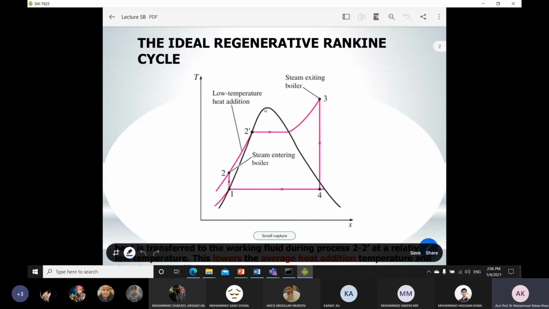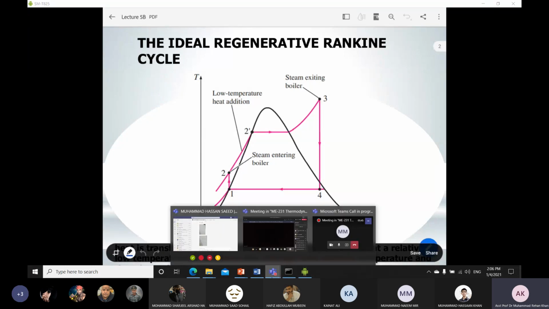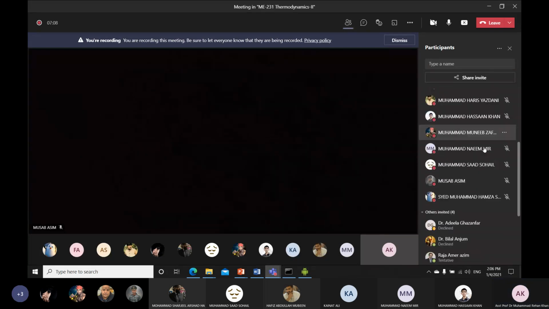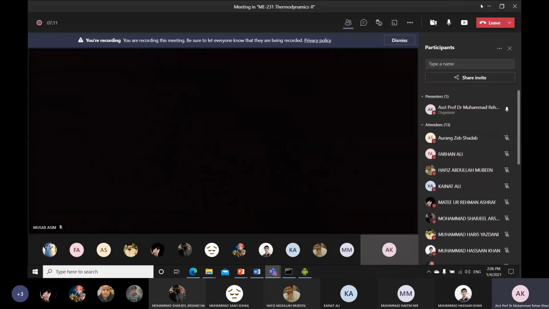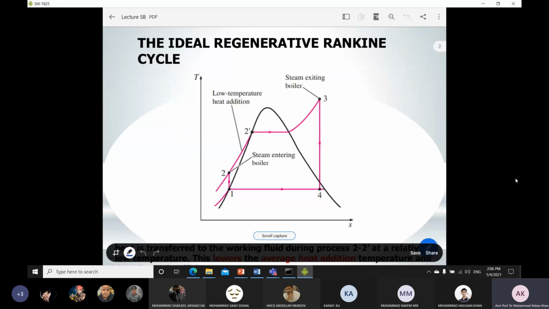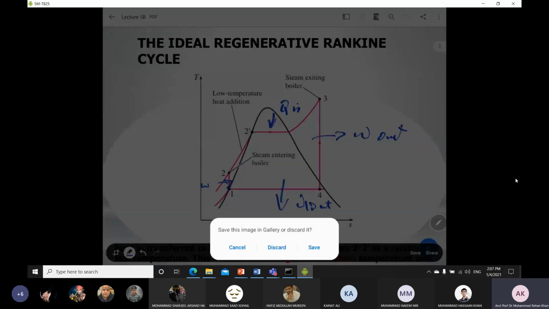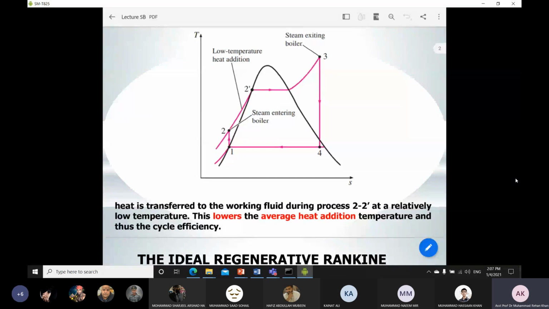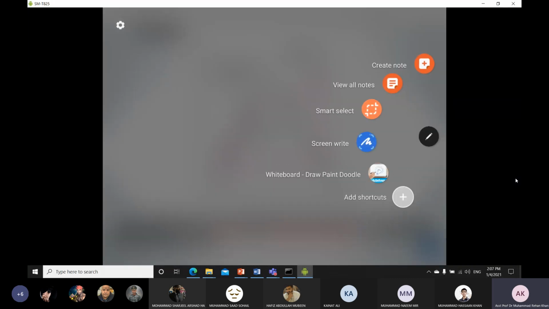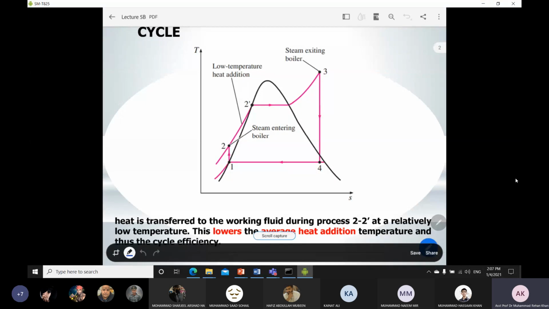The T-S diagram shown is for the ideal Rankine cycle. Previously we saw the different processes involved: W supplied to the pump, 1 to 2, then Q in, heat addition, then work out, and then heat rejection. But the main problem with this Rankine cycle is the process 2 to 2 dash, which is also a heat addition process. So 2 to 2 dash and 2 to 3 are all heat addition processes.